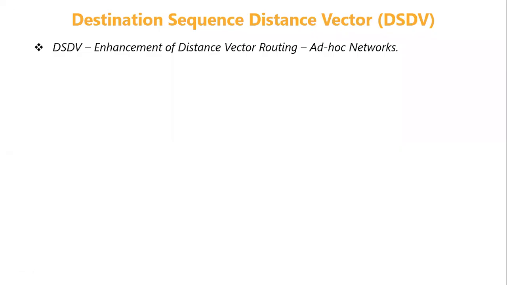The topic we'll be discussing in this lecture is the destination sequence distance vector routing algorithm. So DSDV, destination sequence distance vector routing, is an enhancement to distance vector routing for ad hoc networks. Distance vector routing is used with wired networks. So this is an improved version of distance vector routing, called destination sequence distance vector routing, which is used with ad hoc networks.